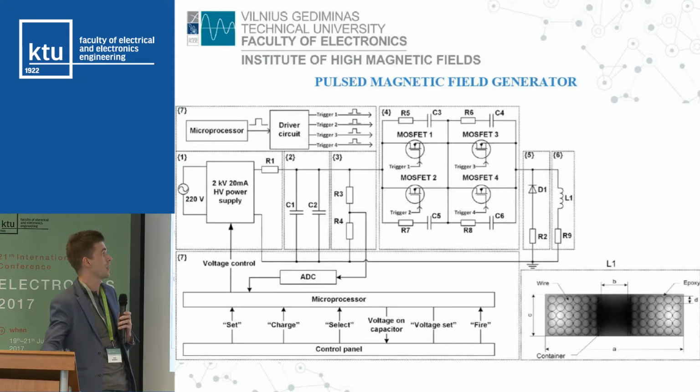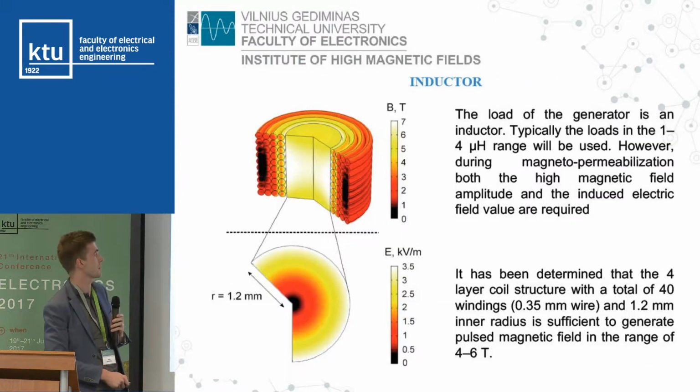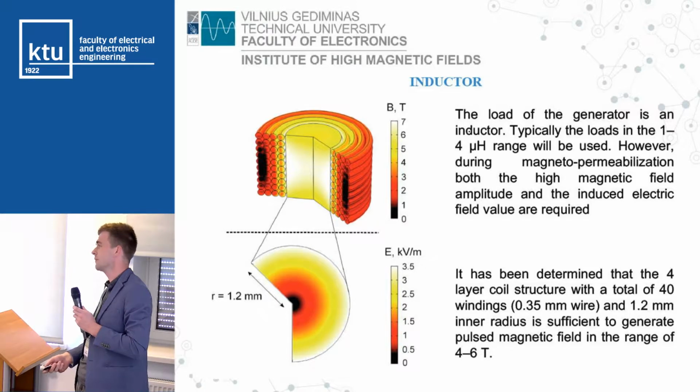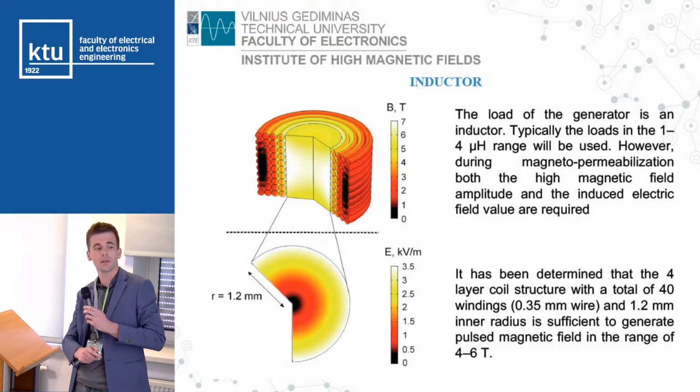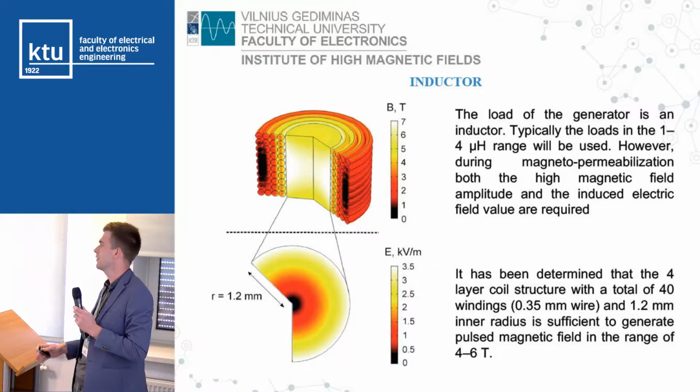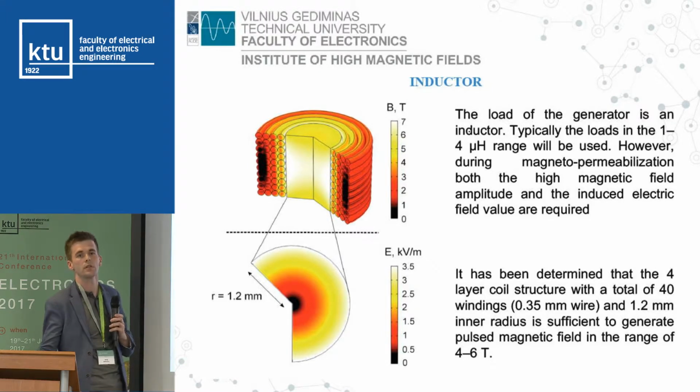Therefore, our generator produces a pulse similar to a square wave, which is advantageous for electroporation or, in this case, magnetoporation. The development of the inductor was made in the COMSOL Multiphysics environment. Based on this model, we analyzed the distribution of the magnetic field and the induced electric field, and if the results are acceptable, we can develop the actual prototype.